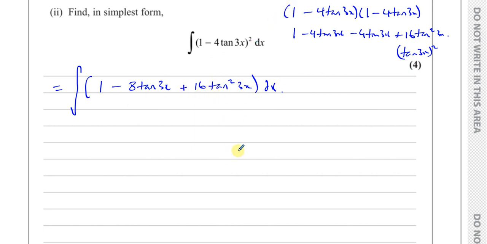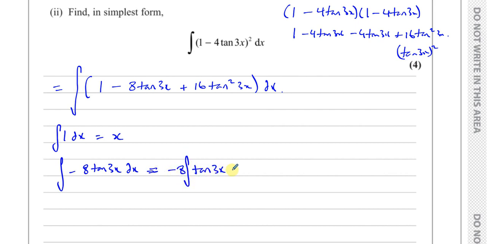All right, so we've now expanded this, and now hopefully we'll be able to integrate all of these terms. I can see that we're able to integrate each of these terms, one of them by modifying it a little bit. So I'm going to write them all separately. The integral of 1 with respect to x is just x. That's pretty simple. The integral of minus 8 tan 3x with respect to x, I'm going to write it like this first: negative 8 times the tan of 3x with respect to x.